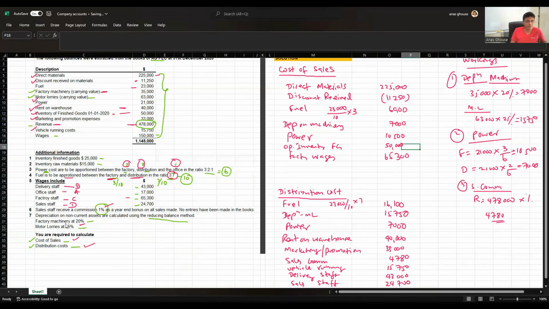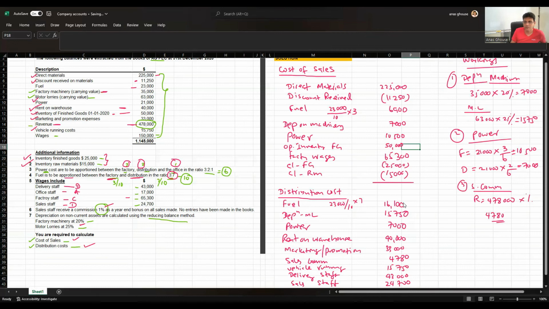Apart from that, now we have to take inventory of finished goods and inventory of raw materials. These are closing stocks, so we can say closing stock finished goods and closing stock raw materials. This has to be deducted when you calculate cost of sales. You need to add opening stock and deduct the closing stock. The power is already considered, fuel already considered, wages also taken, sales staff commission also considered, depreciation also considered.